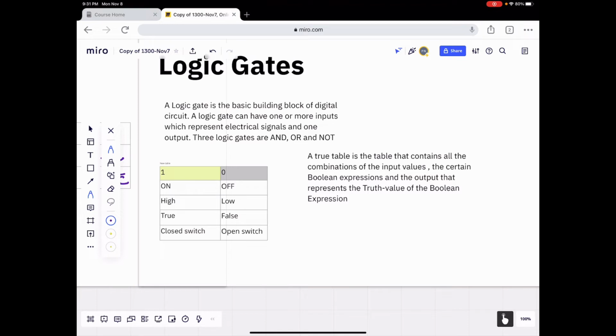A truth table is a table that contains all the combinations of the input values, the certain Boolean expression, and the output that represents the true value of the Boolean expression. So we're going to look at that.